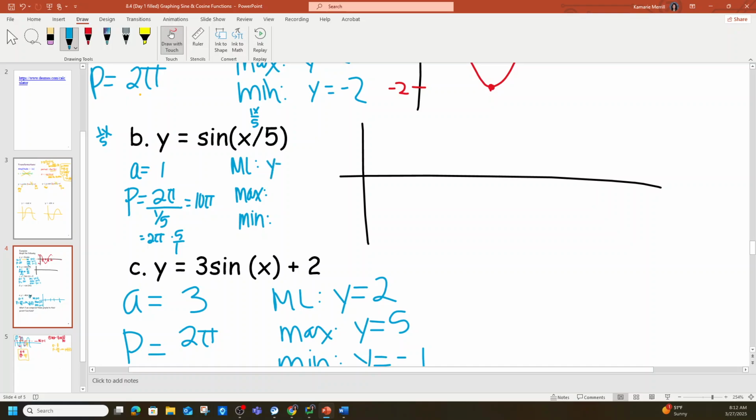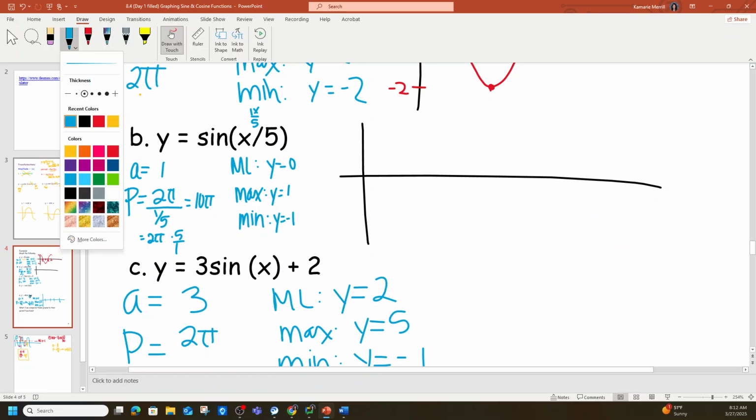And then since I only have an amplitude of 1, I get to add a 1 and subtract a 1 from the midline. So I get to say that the max is 1 and that the min is -1. Okay? Awesome. Let's do our little 5 key points.